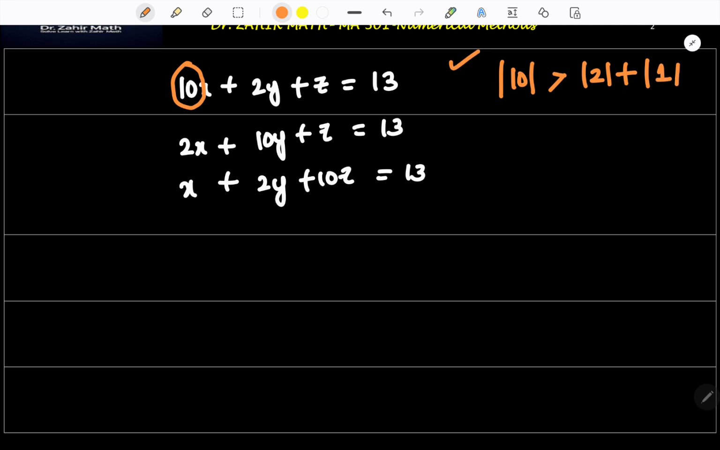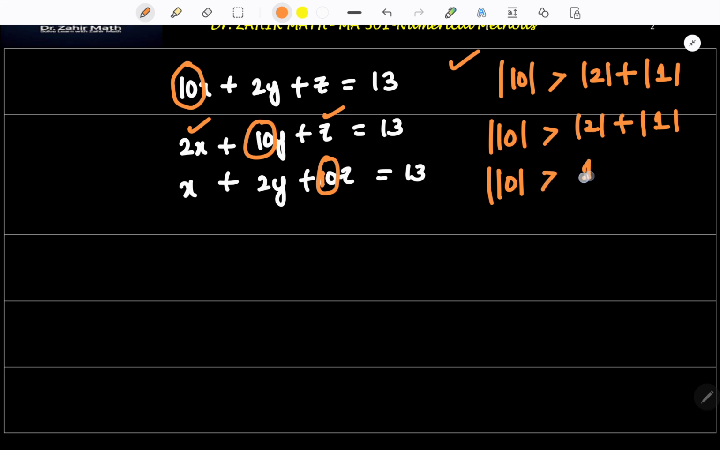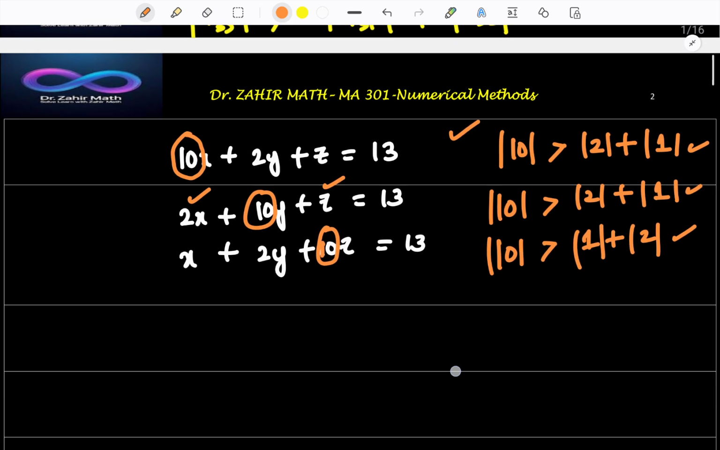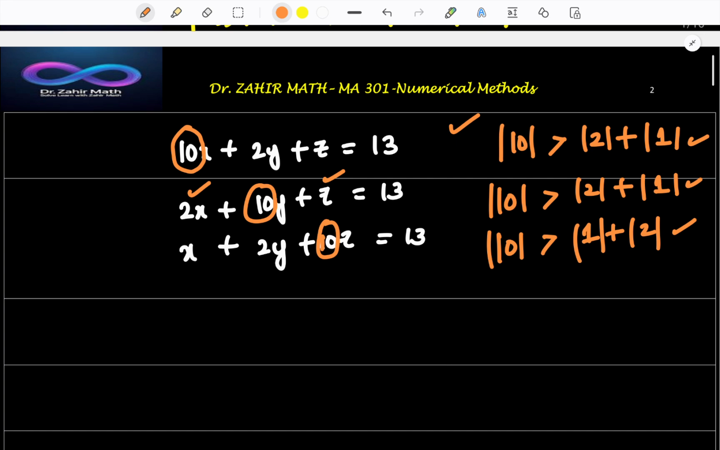Yes, the first is confirmed. Second one, this one: the absolute value of 10 is more than the absolute value of 2 plus the absolute value of 1. Yes, good. And the third one, this is the pivotal element, or you can say the diagonally dominant element. 10 must be more than 1 plus 2. Yes, it is more. So the given system of equations is what? Diagonally dominant. Yes, teacher, I know already it's diagonally dominant. I need an example for not diagonally dominant.